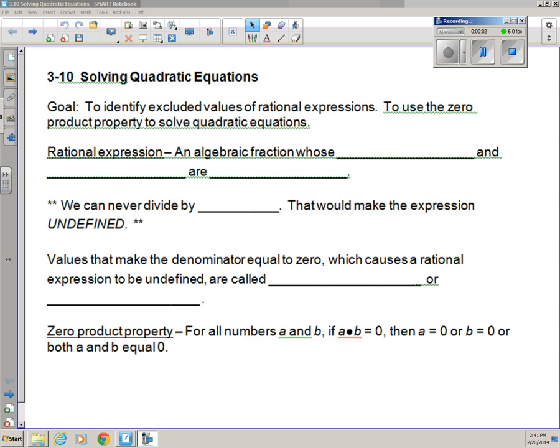So what we're going to do today is solve quadratic equations. And basically, a rational expression, this is something that you know already. All right, it's an algebraic fraction whose numerator and denominator are polynomials.